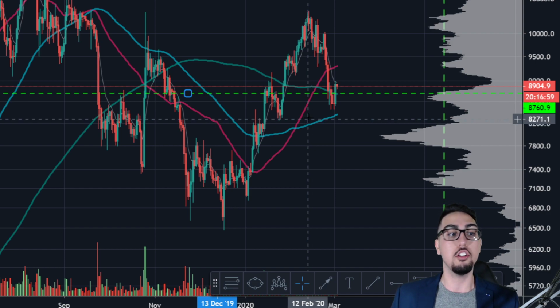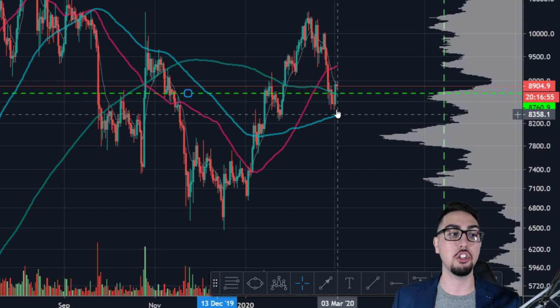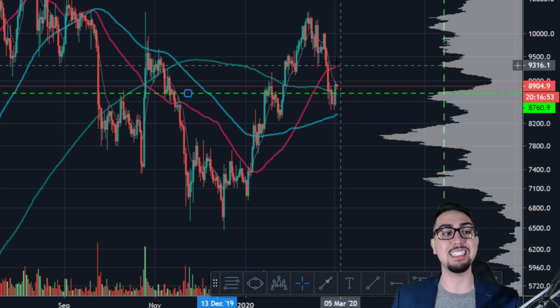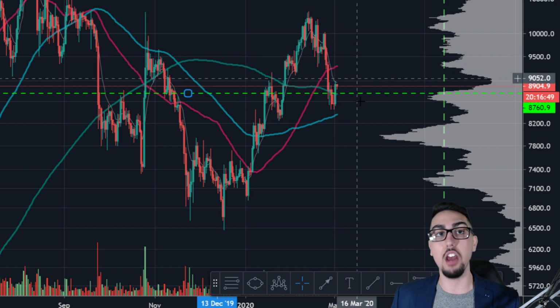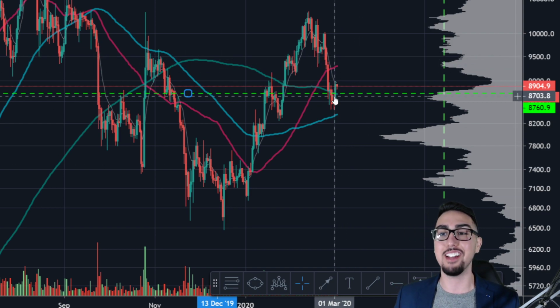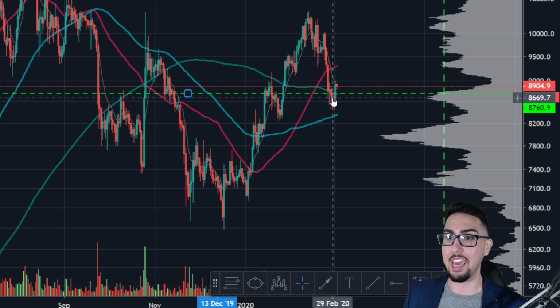However, we could certainly see a death cross happen if we still see lower price action below the 200-day moving average, because then that 50-day in red will cross back under the 200-day moving average. And that's obviously not what we want to see if we want to look at the bullish case for Bitcoin.